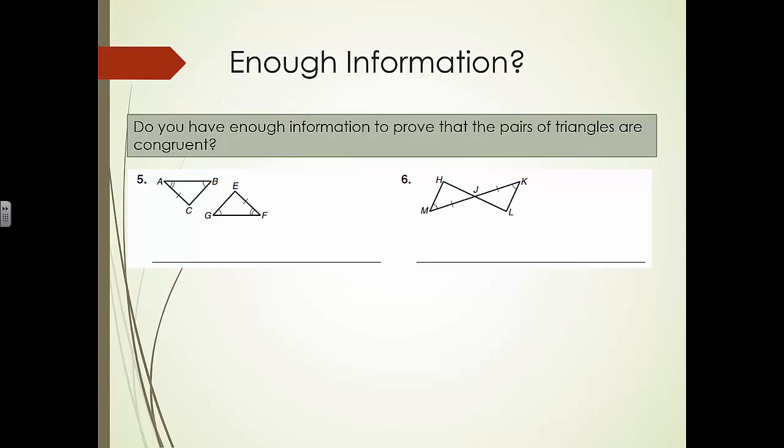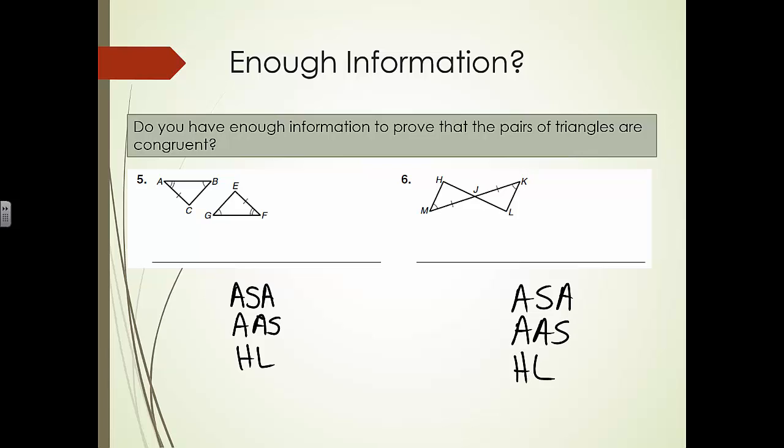All right, and here's our last two. Again, our choices are angle, side, angle; angle, angle, side; and hypotenuse leg. So here I have one pair of congruent angles, a second pair of congruent angles, and then this side AC is not between, EF is not between the two angles, so we have angle, angle, side.